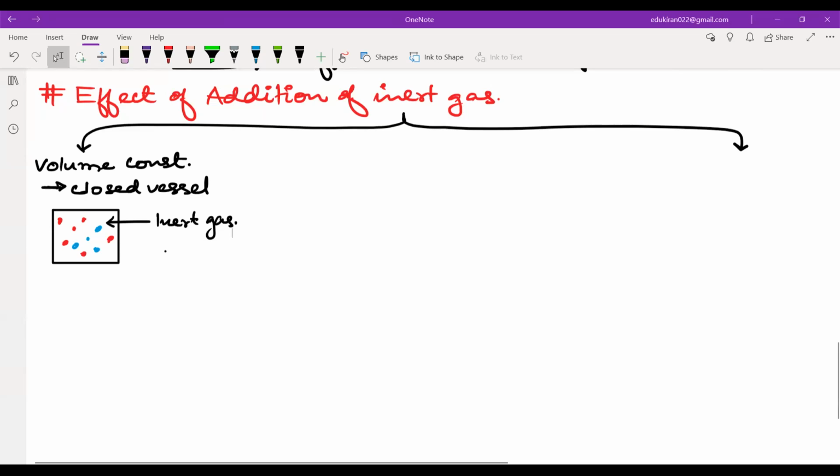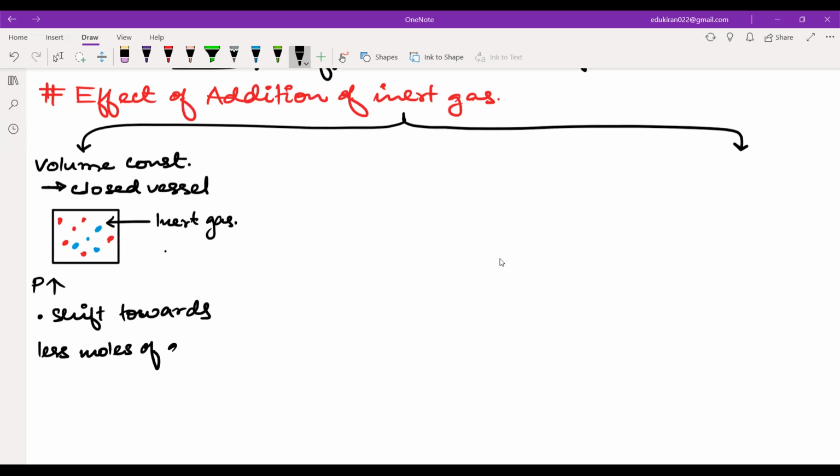Sorry for that. So volume is constant in a closed vessel. If I add inert gas, then what is going to happen? The pressure is going to increase, right? Because I'm adding more moles of gas. Now if pressure is increasing, what will happen? The equilibrium will shift towards less moles of gas. Okay, in a direction towards less moles of gas.